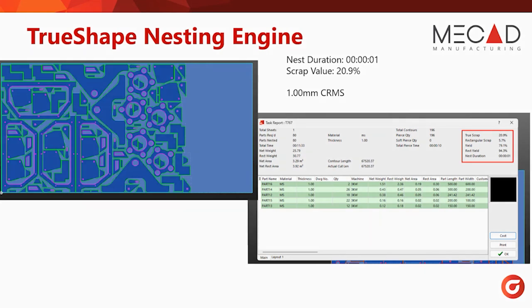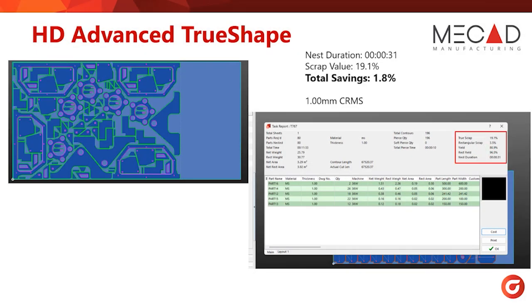Here, this nesting process took a little bit longer, but the scrap value was reduced to 19.1%, representing a material saving of 1.8% compared to the previous result. Another advantage is that the shape of the remaining material, the offcut produced here, is far more usable and could easily be retained for future production requirements. We've already improved material utilization, but let's see what happens when HD SuperNEST takes over.